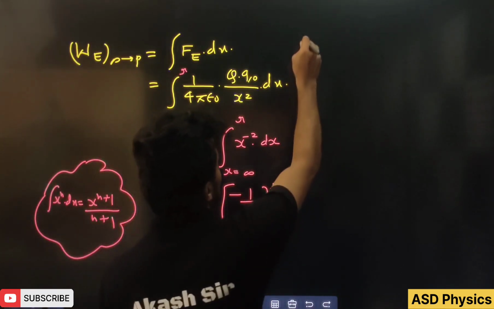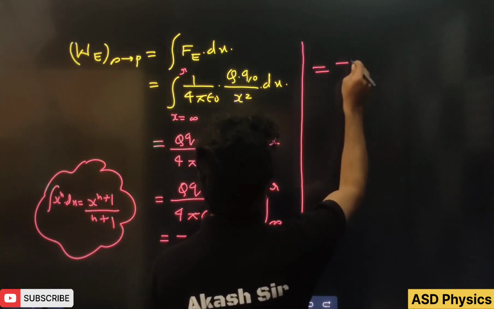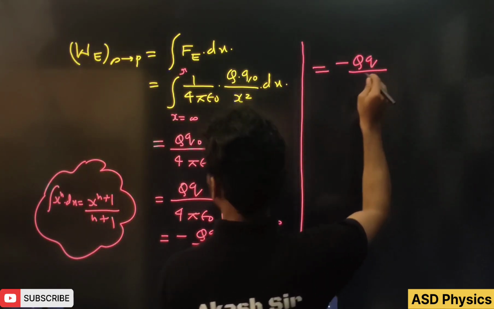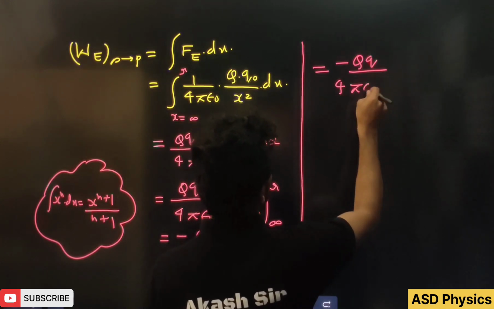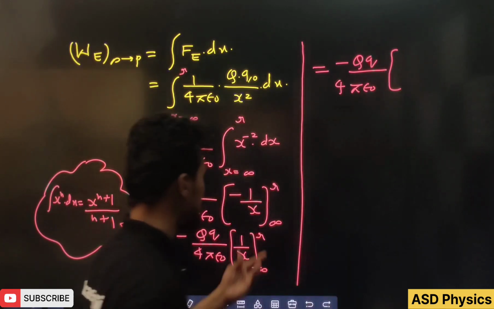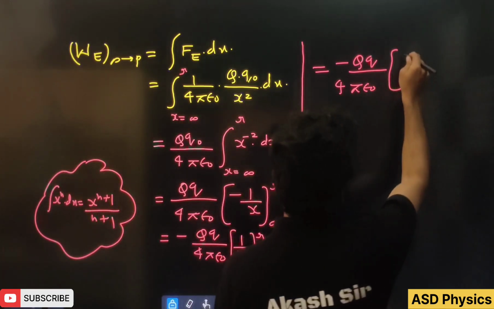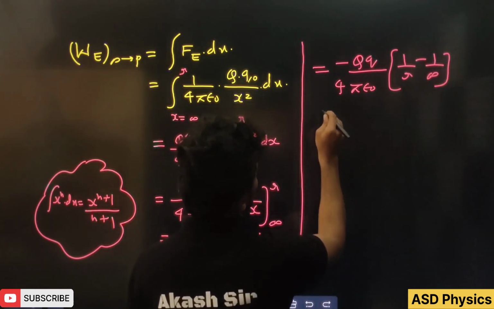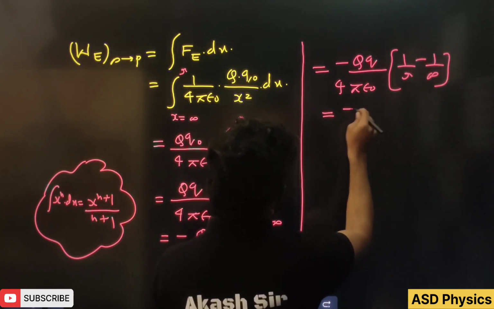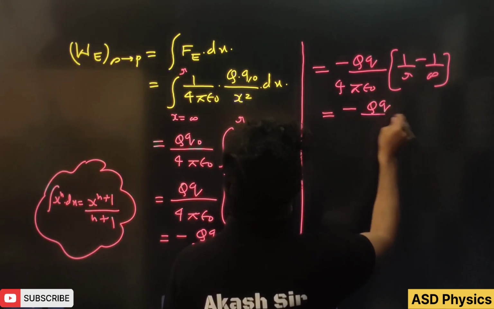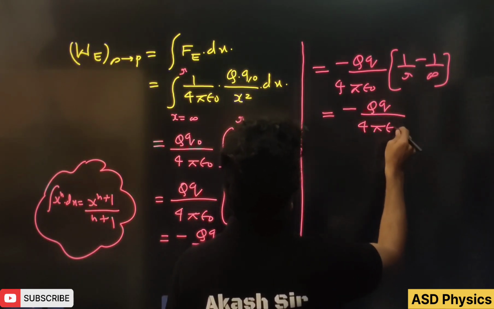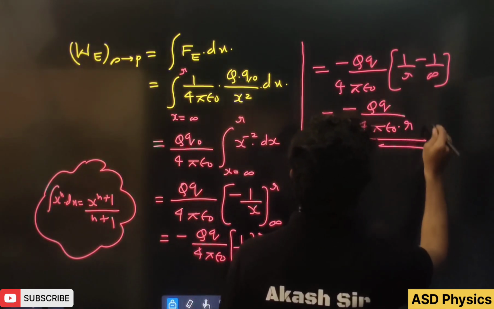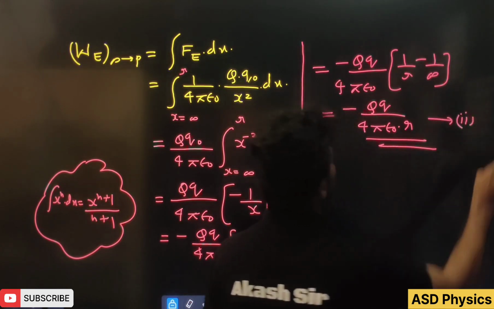After that, minus capital Q, Q naught by 4 pi epsilon naught. Put the limits please. First, the upper limit: 1 by r minus 1 by infinity. That means what we are getting here is minus capital Q, small q naught by 4 pi epsilon naught r. This is equation 2.